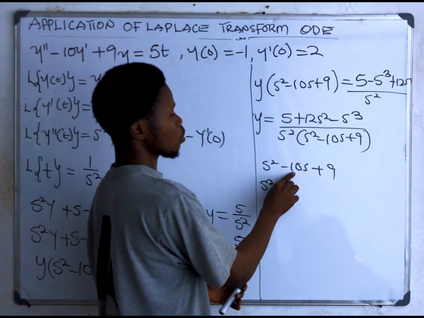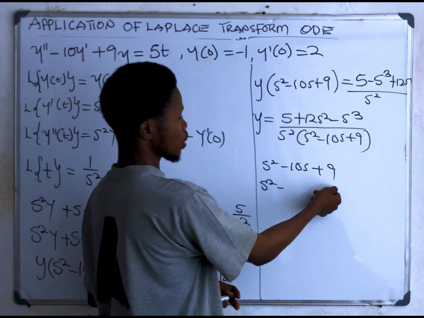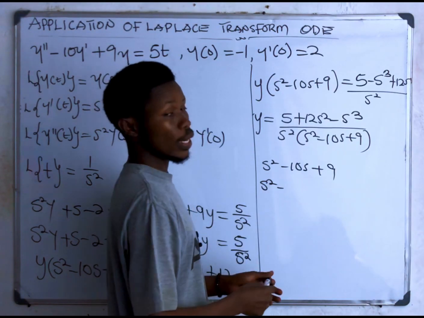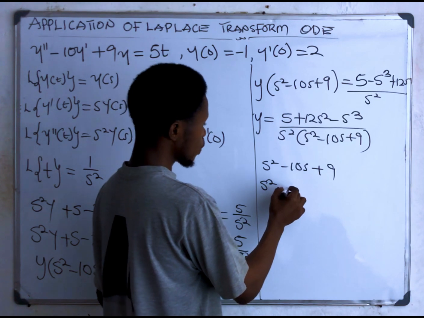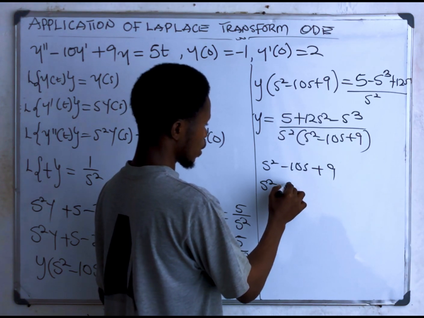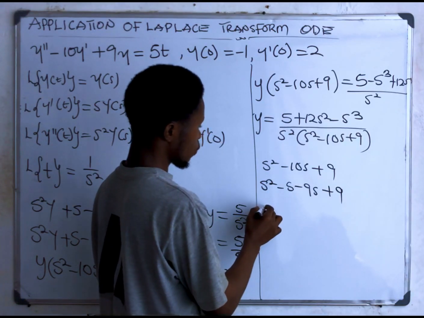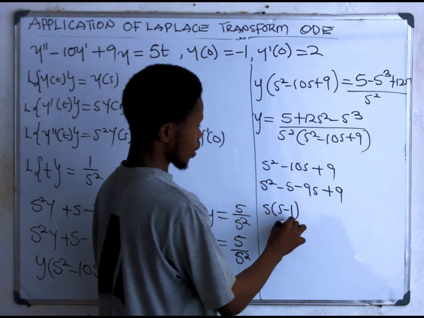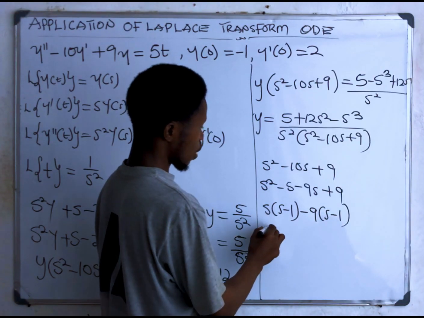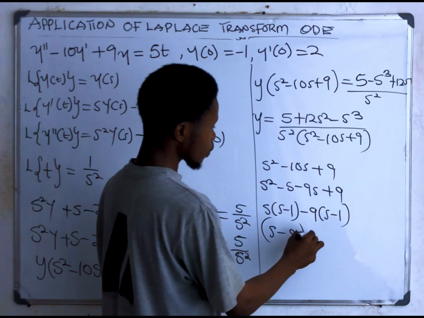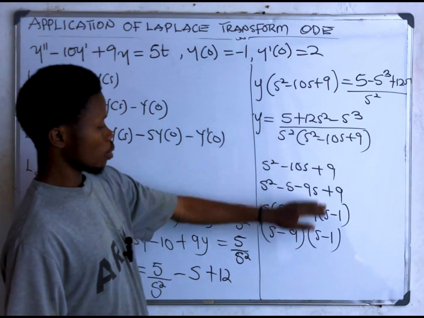We just need factors of 9 such that if I multiply them, I get positive 9, and if I add them, I get negative 10. That gives negative 1 and negative 9. So here will become s squared minus 9s minus s plus 9. So I have s out, s minus 9, and minus 1 out, s minus 9. So I have s minus 1, then s minus 9. So this is what I have, and in place of this, I'm going to put this one there.